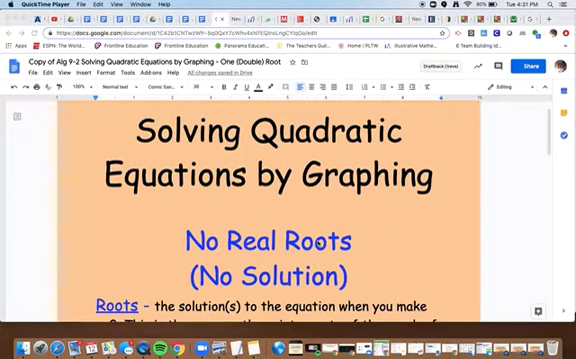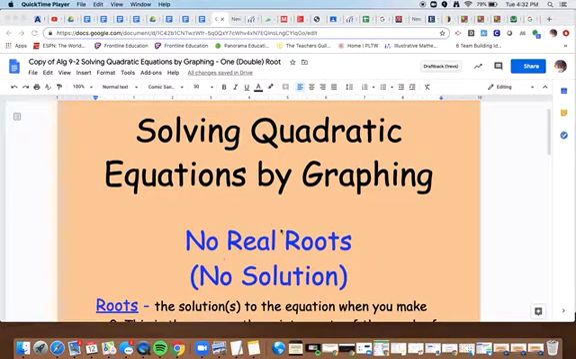Now, all these words need to be unpacked. So no obviously means there's no roots. Well, if there's no roots, think about what that means visually. When we had two roots, it crossed our x-axis in 2 points. When there was one root, it rested on the x-axis where the vertex was on the x-axis. So if there's no real roots, that means it never touches the x-axis. It doesn't go through it, it doesn't touch it. It could be really, really close to it, but it doesn't touch it.